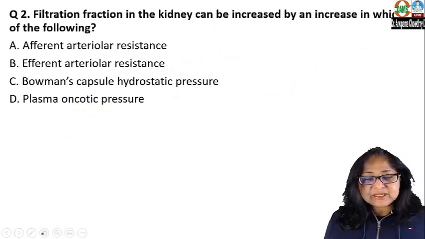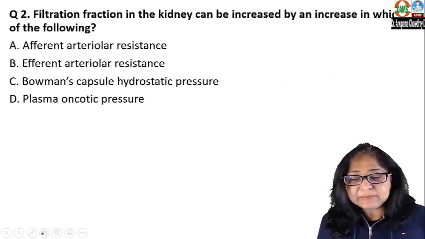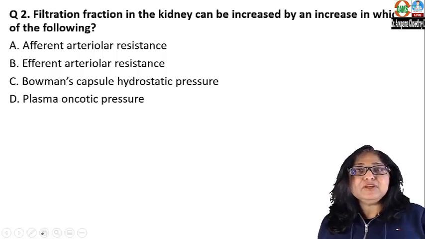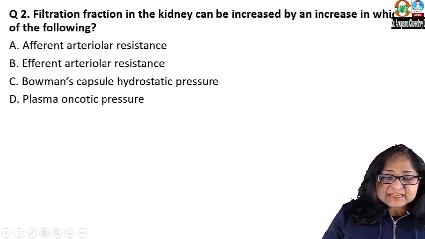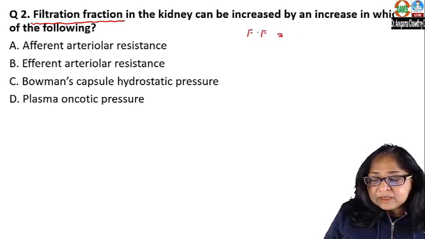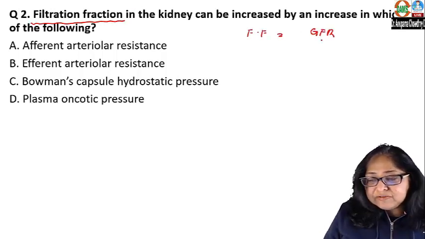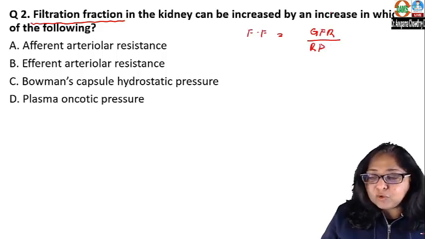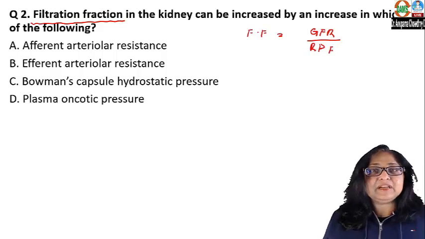Let's look at the next question. It says filtration fraction of the kidney can be increased by increase in which of the following? Now firstly, what is filtration fraction? Filtration fraction is GFR divided by the renal plasma flow.